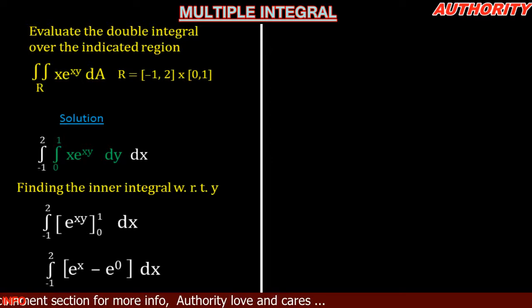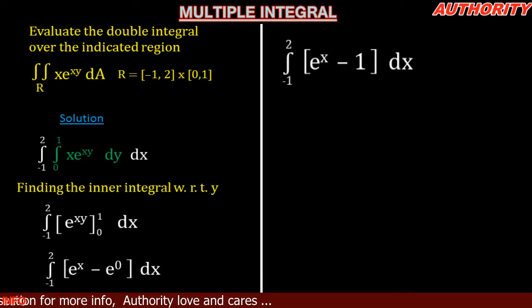Then we have minus e raised to power x, and in place of y we replace with 0. That means 0 times x will give you 0, so here we have e raised to power 0. So the upper boundary minus the lower boundary gives us e raised to power x minus e raised to power 0, and e raised to power 0 is 1. So here we have the integral from -1 to 2 of e raised to power x minus 1 in bracket dx.